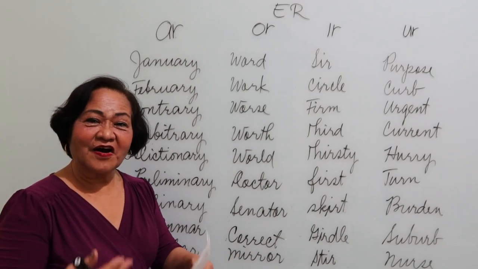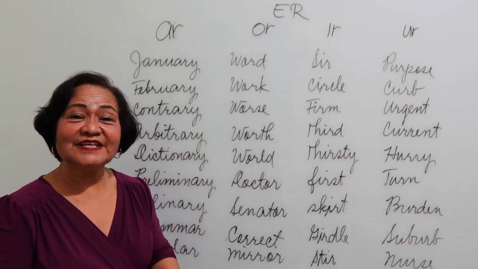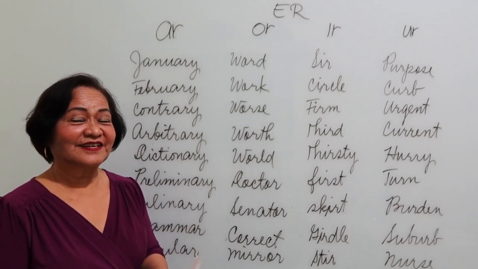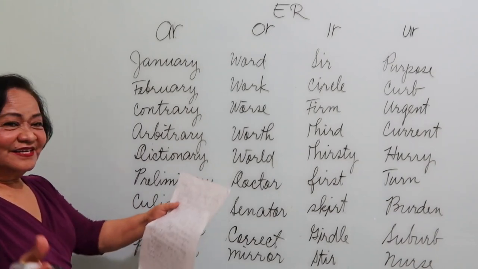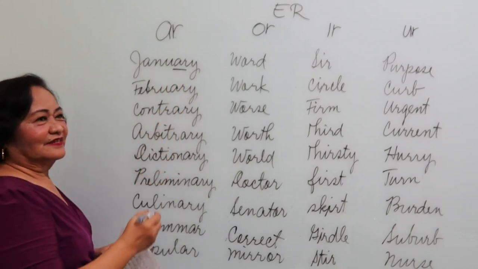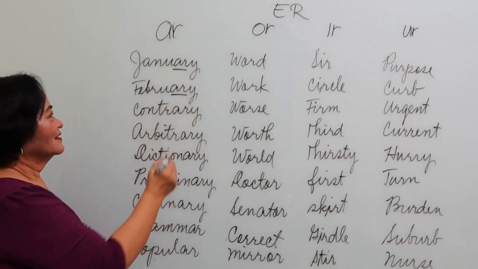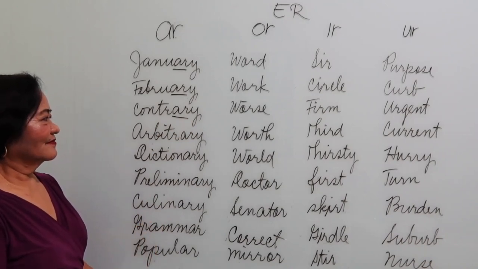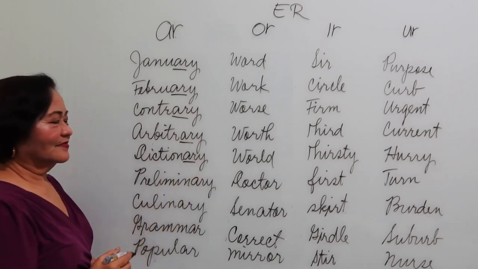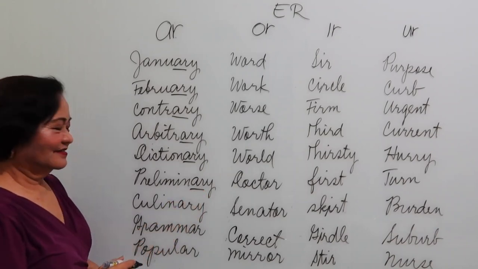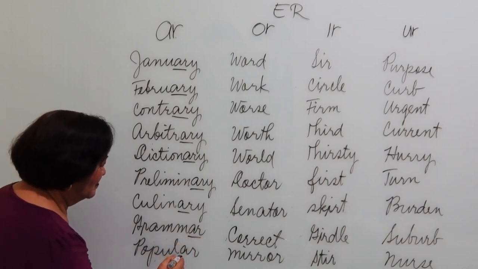Now, we will read it all together. And at the same time, I'll remind you about the syllables which need to be pronounced with a smile. Everybody, all together. January. February. Contrary. Arbitrary. Dictionary. Preliminary. Culinary. Grammar. Popular.